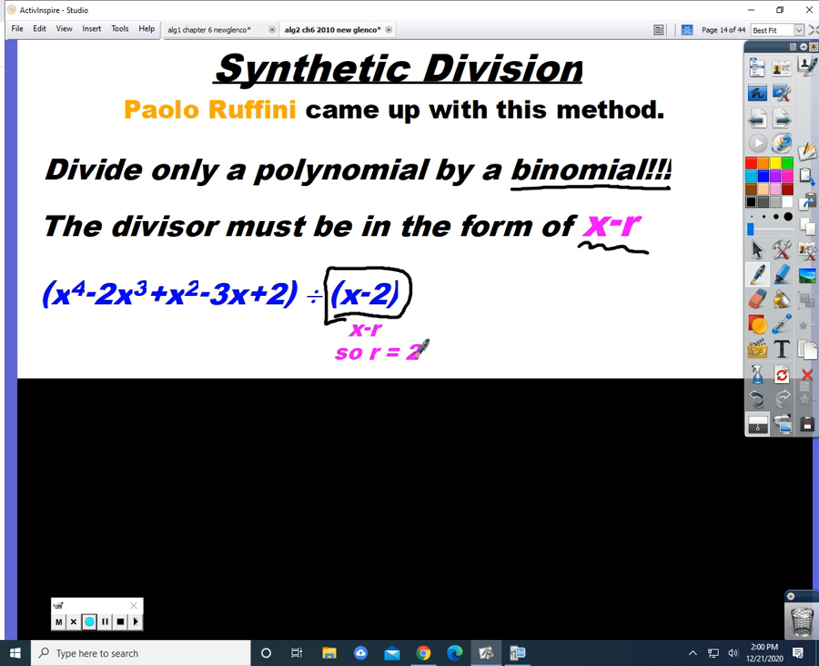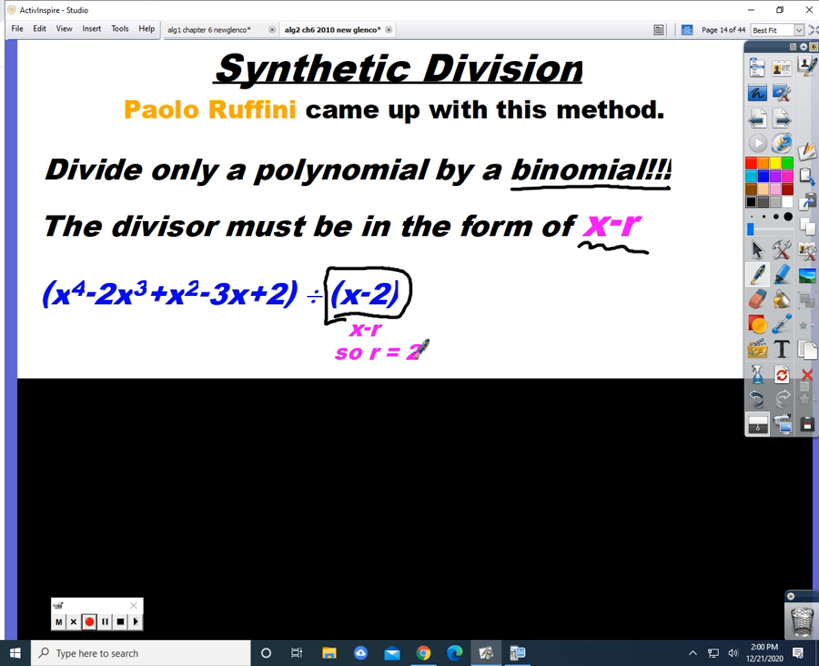Notice it's in parentheses. You're going to pull that number out and change that sign. So you want to work with a positive 2 whenever your divisor is an x minus 2. I'll do some others where they're like x plus 1 or some other sign change, and you'll see you just switch the sign.